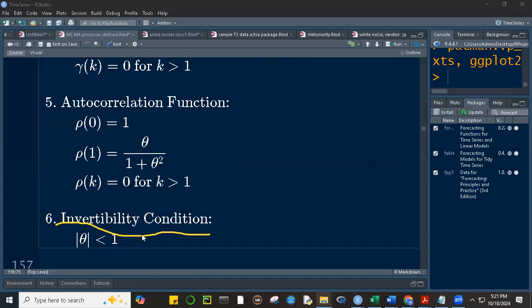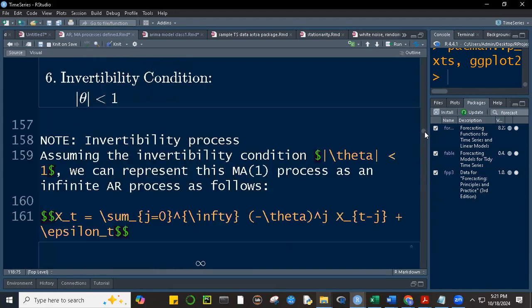Ang ibig sabihin, class, ng invertibility, sandali, i-delete ko lang to. Okay. Here. Alright. Nabigay ko na rin to, class, sa notes. The invertibility process, okay, ibig sabihin, class, si MA process, pwede yang gawing AR process. So parang ano sila, invertible tong dalawang process na to. So an AR process can be inverted into an MA process, and an MA process likewise can be inverted into an AR process. How does it go, class?